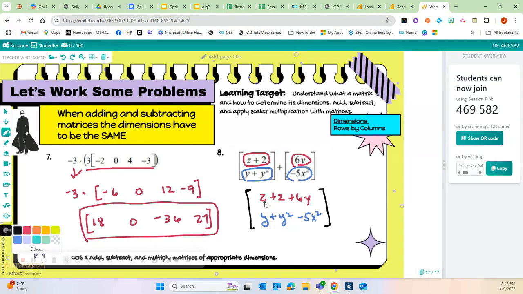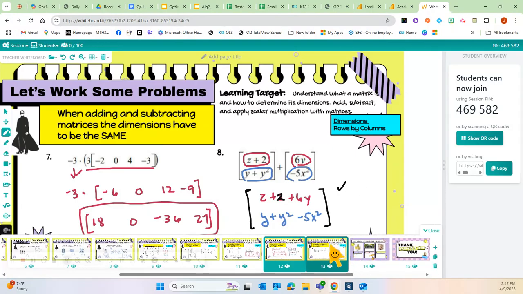So z plus 2 plus 6y. If I knew what z and y were, that would give me one number. And same thing down here. If I knew what y and x were and I could plug those in, that would give me one number. So that's why it's 2 rows, 1 column. And that would be as far as you could go, just because you have unlike terms here. That's a 2, not a z. All right, I think I have one more slide.